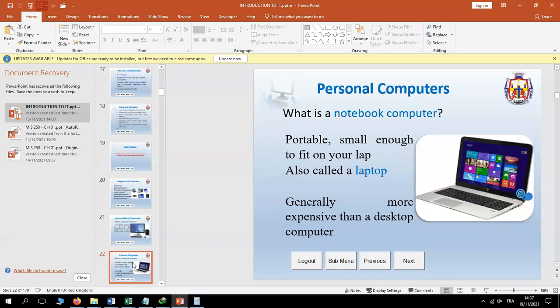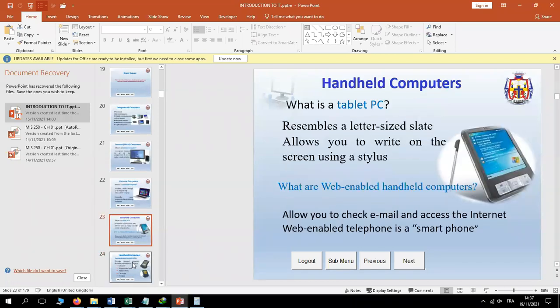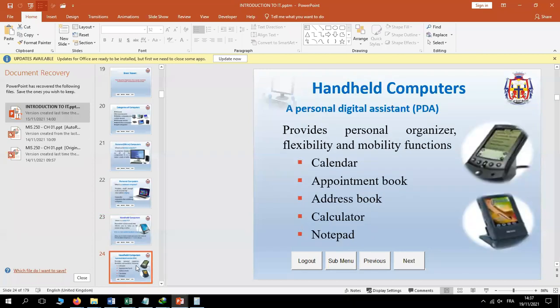Then we have tablets. Tablets are among those handheld computers that are designed to be used while we are in the field, so they are among the mobile devices. Then we have personal digital assistants. So many other types you can think of. So please, I want you to investigate.